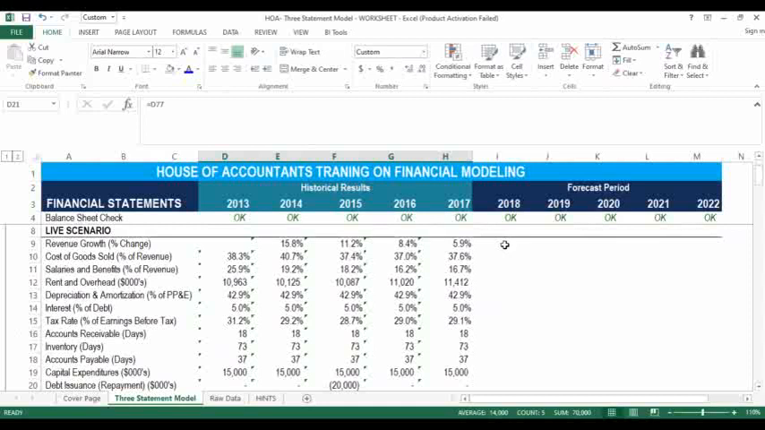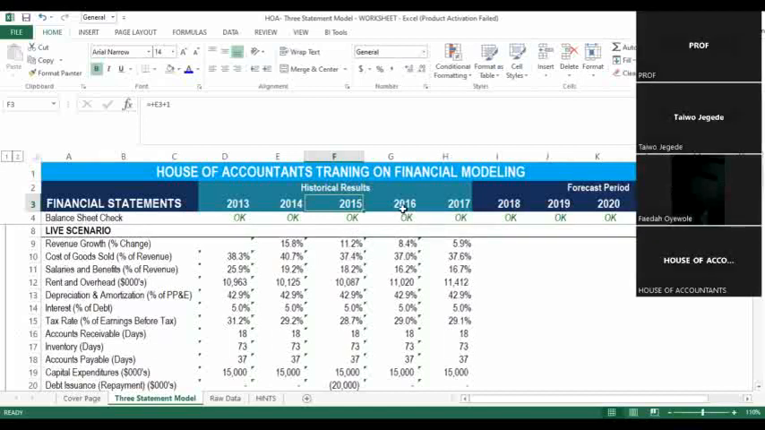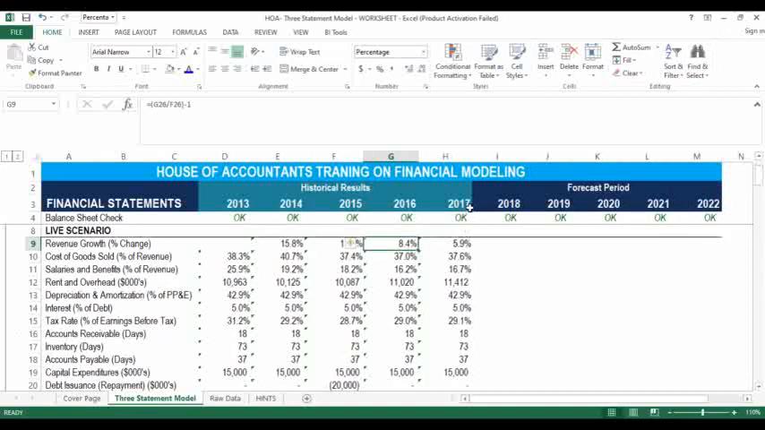So in 2018 now, you will know that in 2014, revenue increased to 15.8. In 2015, that revenue decreased. In 2016, the revenue also decreased again. In 2017, the revenue also decreased again. So in 2018 now, if the revenue now goes up, you will now need to ask yourself, what is the basis for this to go up?